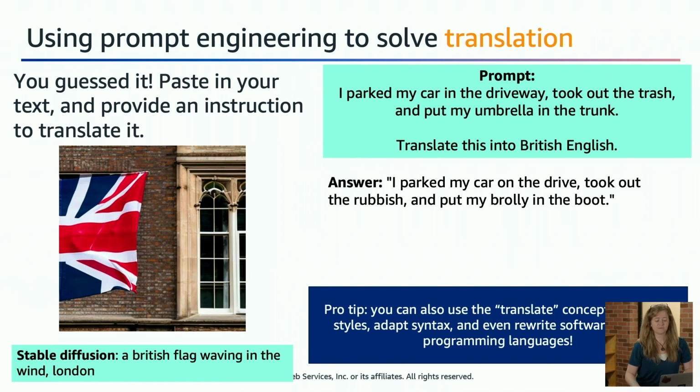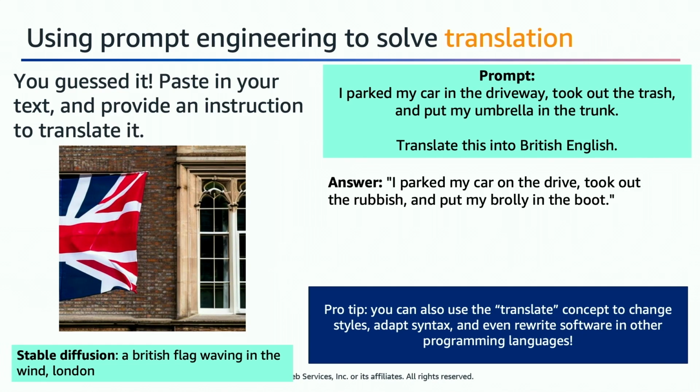All right. Now we're going to use prompt engineering to solve translation. We looked at prompt engineering to solve summarization, then classification, and now translation. Same flow that we've just learned: we paste the text into the prompt. Here the text is, I parked my car in the driveway, took out the trash, put my umbrella in the trunk. And the instruction that I gave it was to translate this into British English.